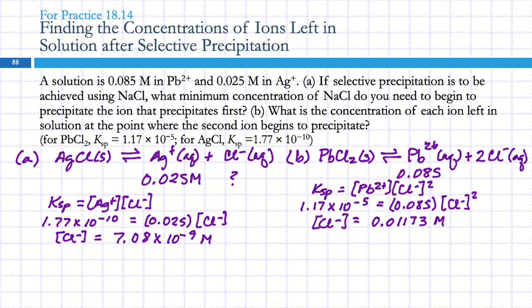So as we're adding sodium chloride, when the concentration gets to 7 times 10 to the minus 9 molar, the silver starts to precipitate. As we add more and more, the silver just keeps precipitating. The lead is not going to precipitate yet. The lead won't precipitate until we get up to a concentration of 0.01173 in the chloride. So they are asking us, what's the concentration of each ion left in solution at this point? Well, the lead ion at that point has not been affected yet, right? And the chloride ion concentration at that point is this number. The one that we have to calculate is the silver.